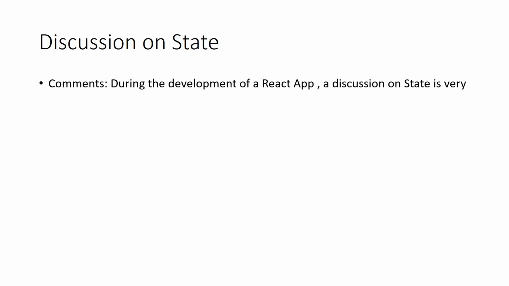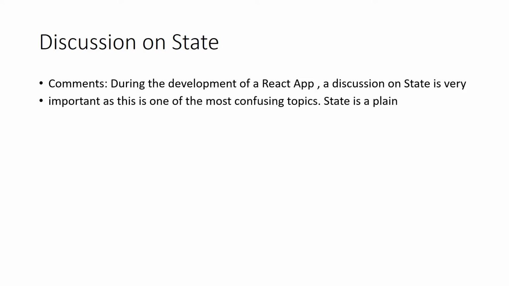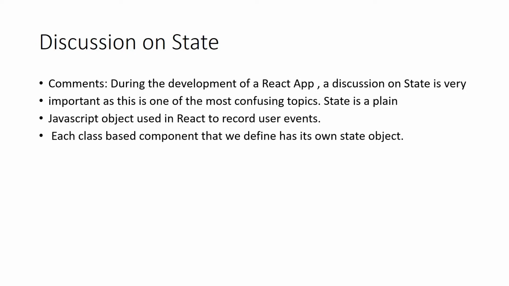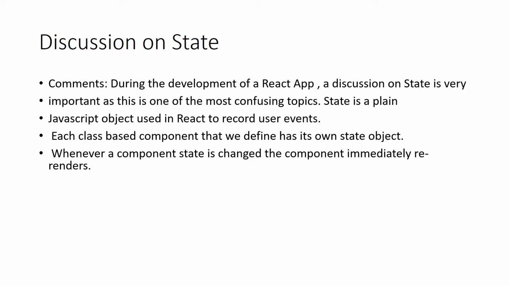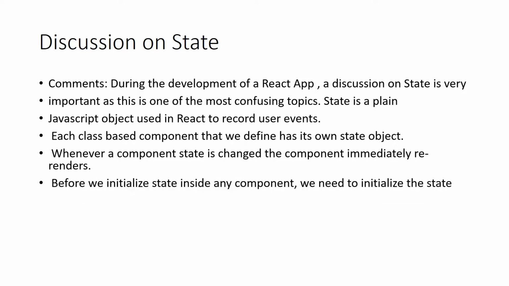Now we have found that the discussion on state is a very key concept, because this is one of the most confusing topics. A state is a plain JavaScript object used in React to record user events. Each class-based component that we define has its own state object. Whenever a component's state is changed, the component immediately re-renders, which is what I said a while back.